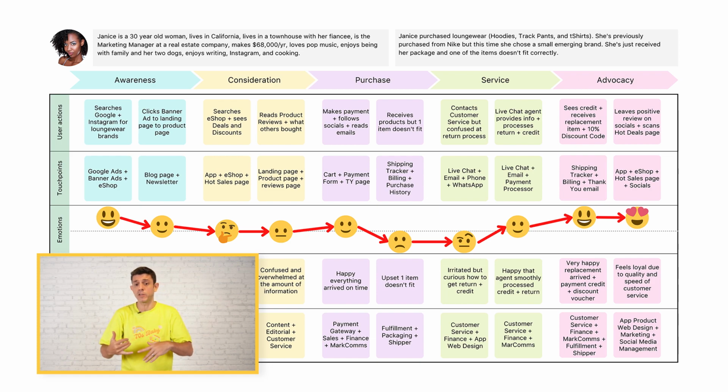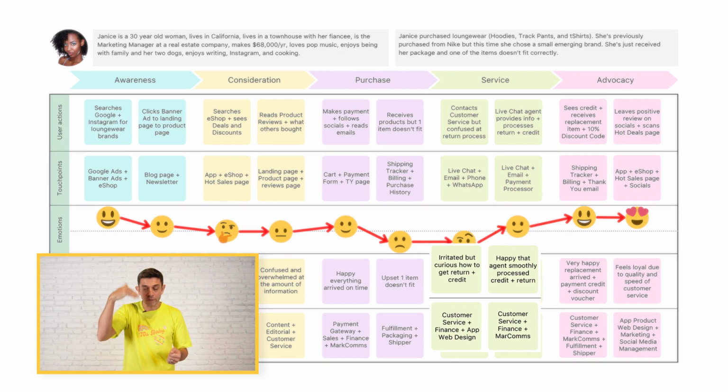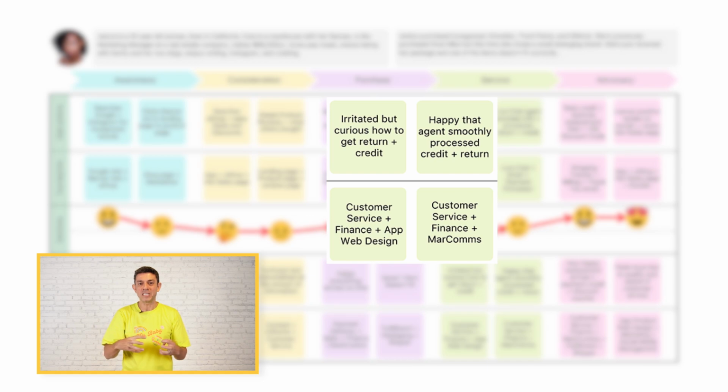So in customer service, you want to provide live chat. And in this case, Janice is going through live chat. She's going through email. Now, the thing is that this is the finance department of your brand dealing with it. This is the customer service people of your brand dealing with it. So if you look at the bottom of this section, you're seeing all the different elements. Now, also the emotions. She's currently unhappy because she's like, well, I am kind of curious, how am I going to get this done?